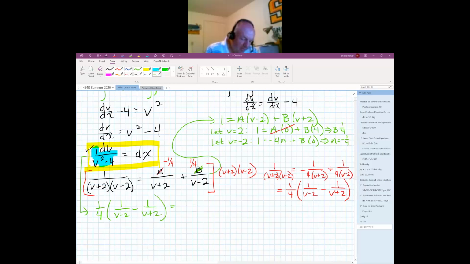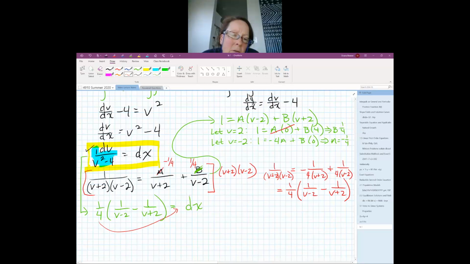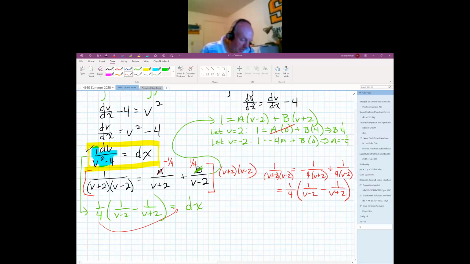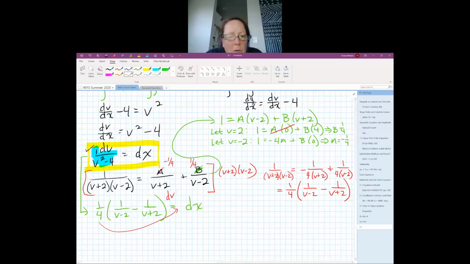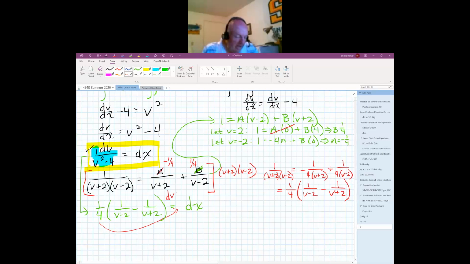Our right-hand side is dx, but we're going to move the 4 over, right? We want to get as much away from the v side, the left side, as we can. Do we need a dv on that left side, Doctor? Yes, we do. Good. That was originally there. So we need a dv there, and then that gets us here: 1 over v minus 2 minus 1 over v plus 2 equals 4 dx. And now we can integrate it.